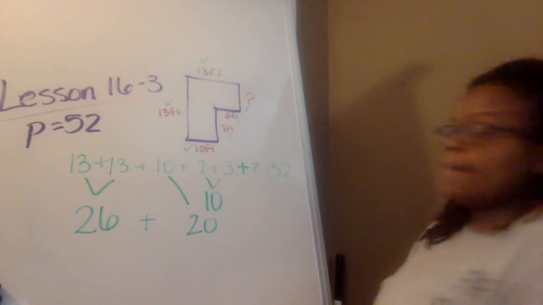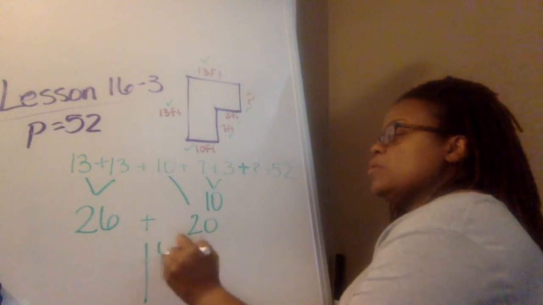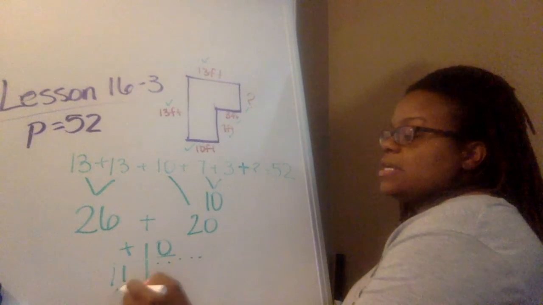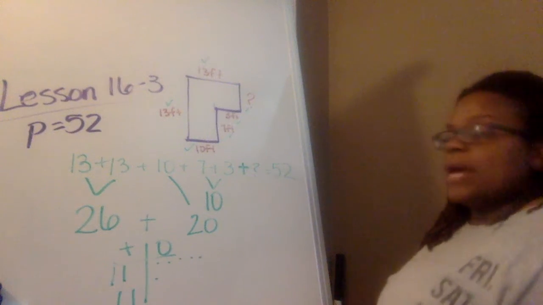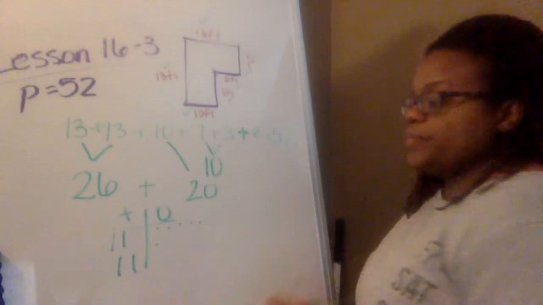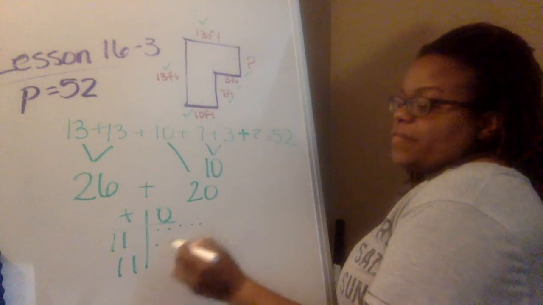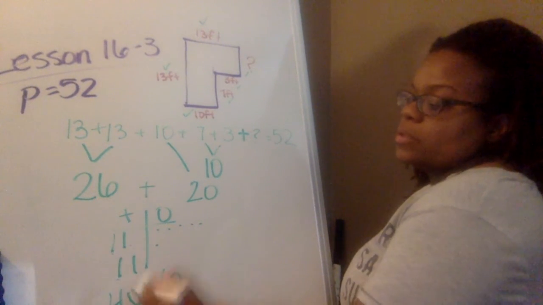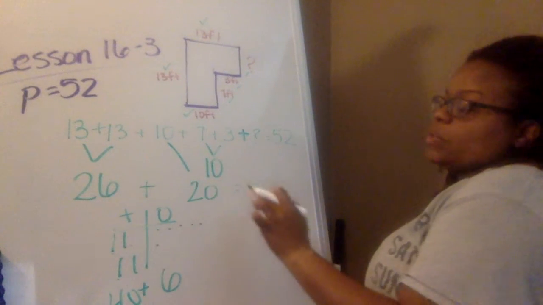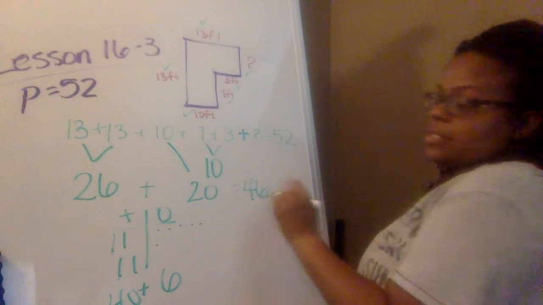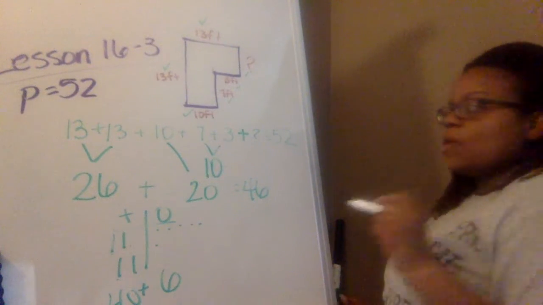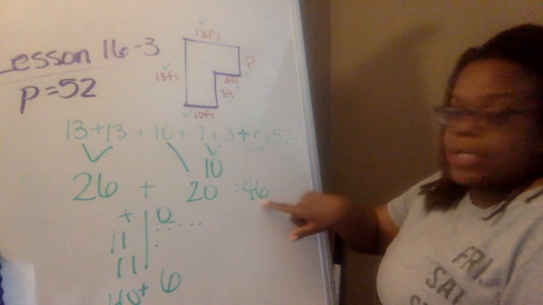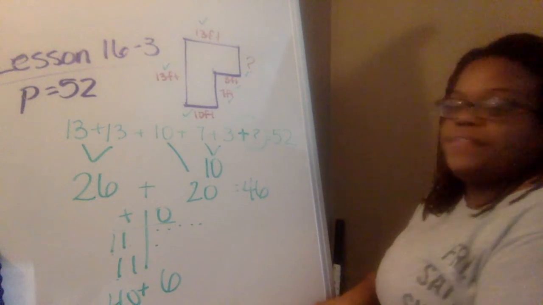If I need to use my base 10, I can. 1s and 10s, 10, 20. 1, 2, 3, 4, 5, 6, 10, 20. So I can start adding those. 1, 2, 3, 4, 5, 6, 10, 20, 30, 40. 20 plus 26 is 46. Almost done, but not quite because I need to keep adding on to 46 till I get to 52.